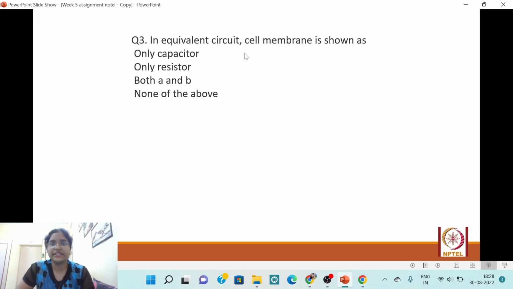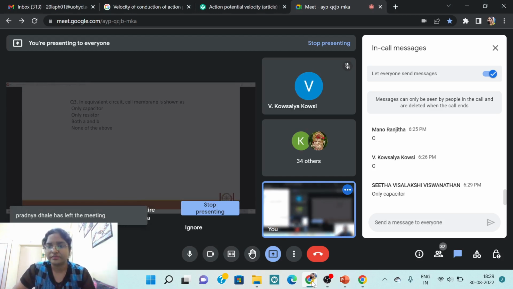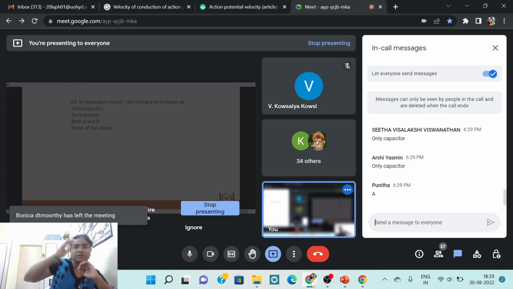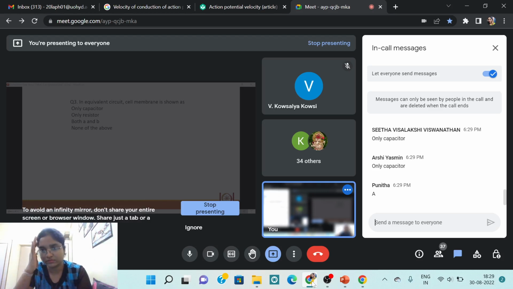In the equivalent circuit, the cell membrane is shown as: only capacitor, only resistor, both A and B, or none of the above. There is a circuit model of the cell membrane. If you have attended the lecture, you must have known. The time starts now. Start answering. Everyone, please try to answer.